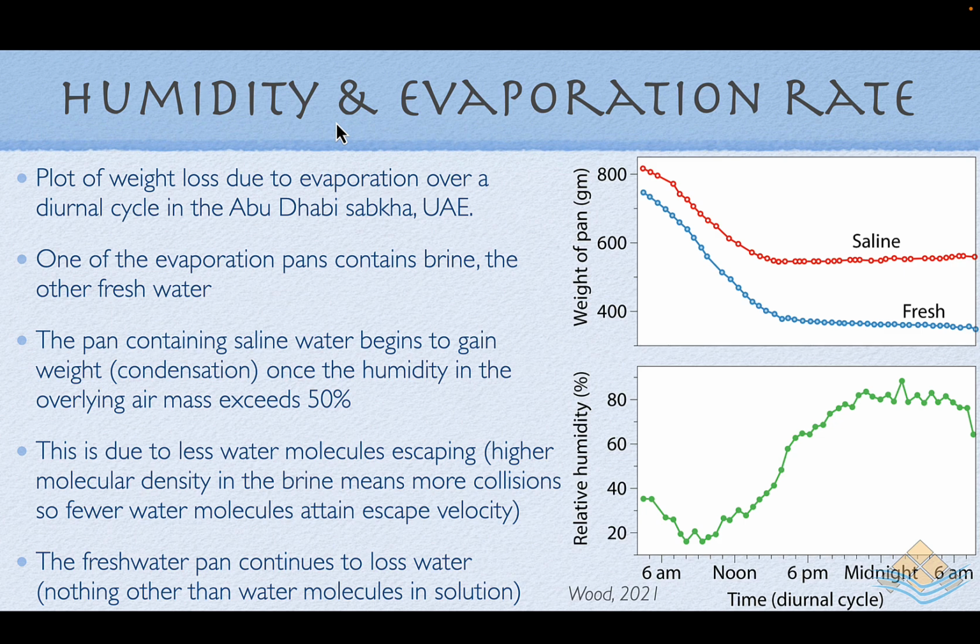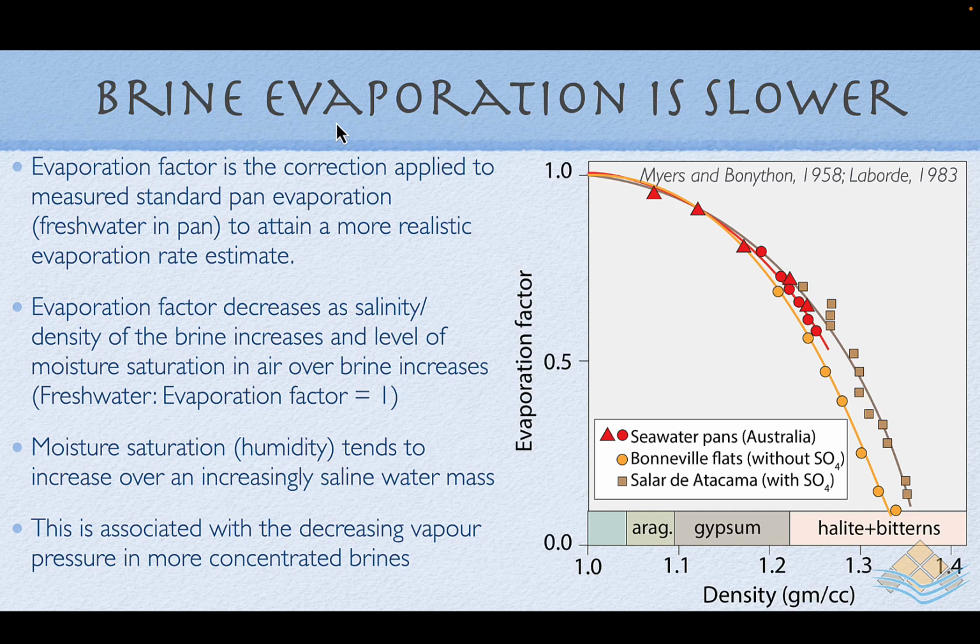Now, many evaporation rates that you see documented use fresh water in the pan. So we have to apply a correction factor. This was known by Myers and Bonython as long ago as 1958, where they documented what they call the evaporation factor, which is the factor you multiply the freshwater pan measured evaporation rate by to get a more realistic estimate of the evaporation in a brine.